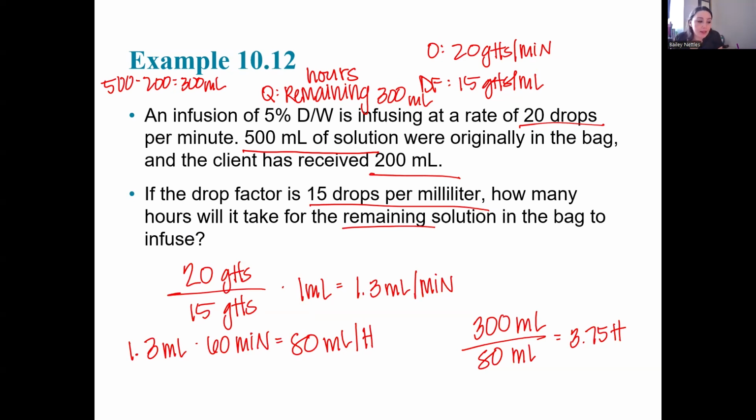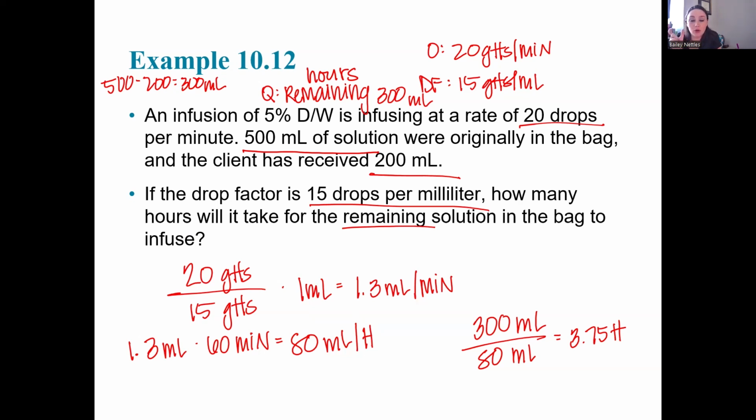So, okay. Remember our desired is 20 drops because that's our order. Our rule, or what we have, is our 15 drops times our milliliters. Okay. So 20 divided by 15 is 1.3 milliliters per minute times 60 minutes, because 60 minutes are in an hour. Okay. It's 80 mLs an hour. So now we have a rate in milliliters per hour.